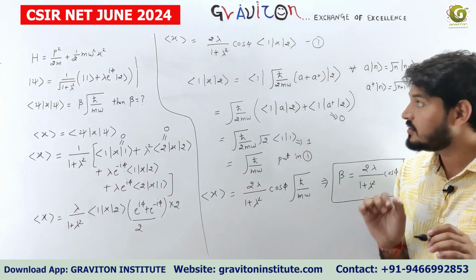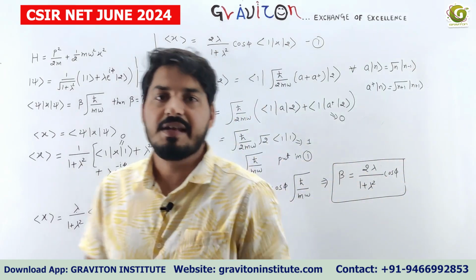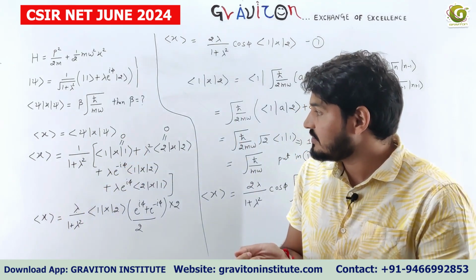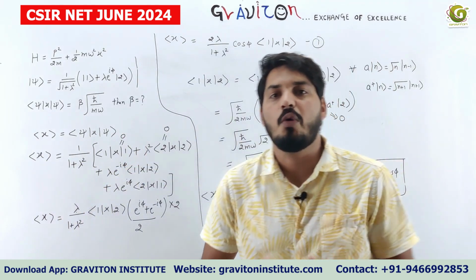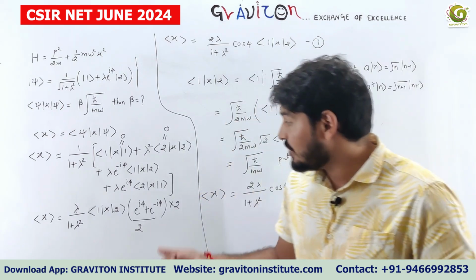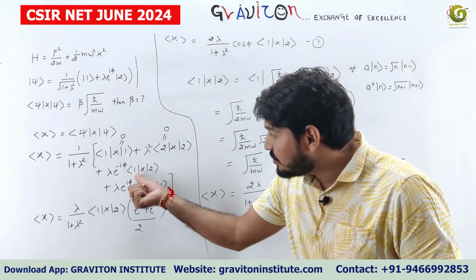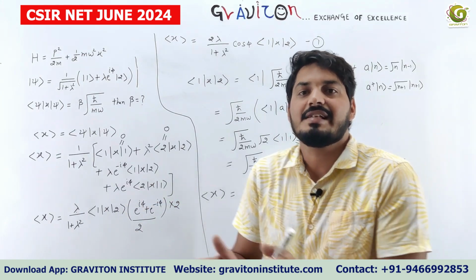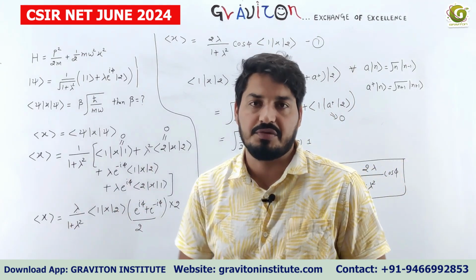Fine. So this is a very simple question. The only important thing is the calculation: how to operate the a and a dagger operators, and how you are handling these two terms, how you are making this cos phi. So these are the things which are important in this question.